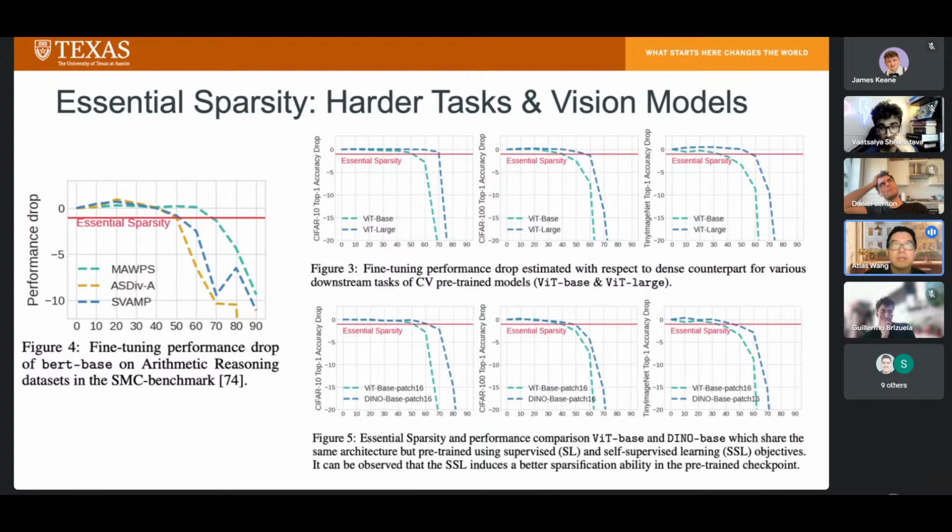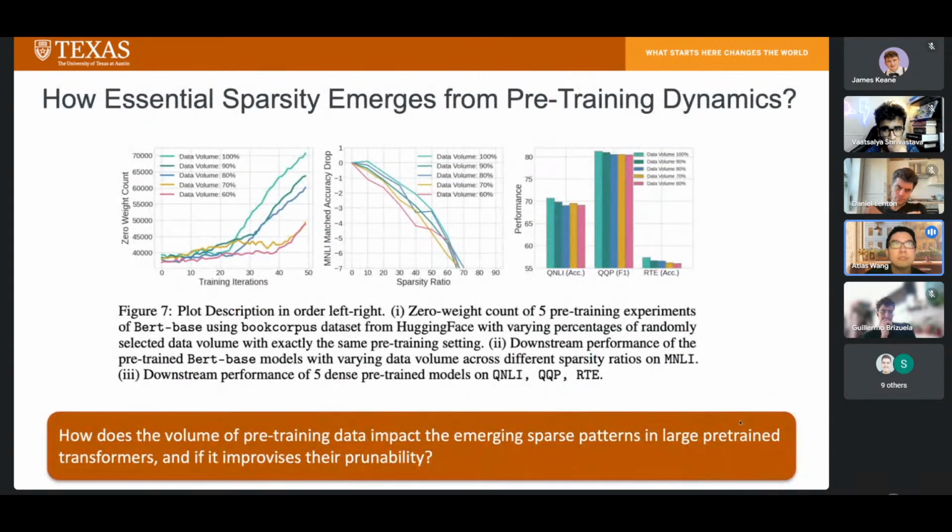Although the experiment comes from observing the already pre-trained checkpoint, here I didn't do any pre-training. I just downloaded the checkpoint, did pruning, and observed the downstream performance. The next question we want to ask is, how does this essential sparsity phenomenon emerge from the pre-training dynamics? To do that, my student did some really expensive experiments retraining BERT base from scratch at different settings.